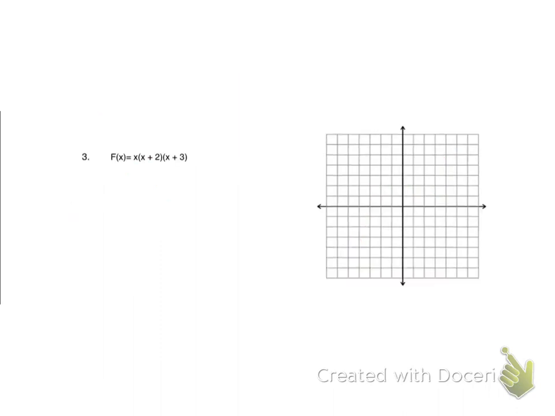Let's do another one. So I have x times x plus 2 times x plus 3. So again, set everything equal to 0. Well, x equals 0, that's done. X equals negative 2, and x equals negative 3. So plot those zeros on your graph.